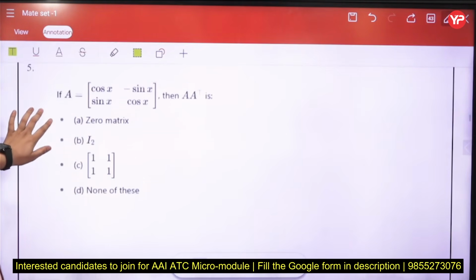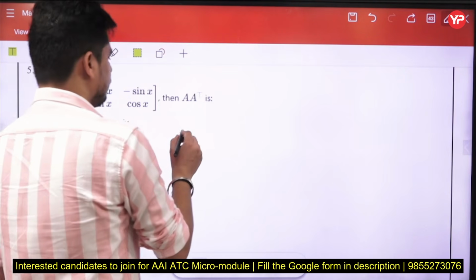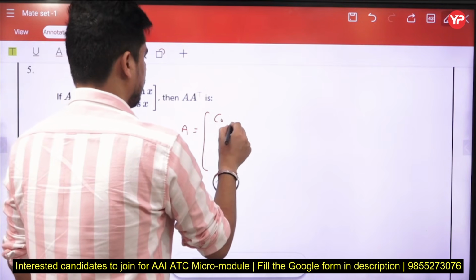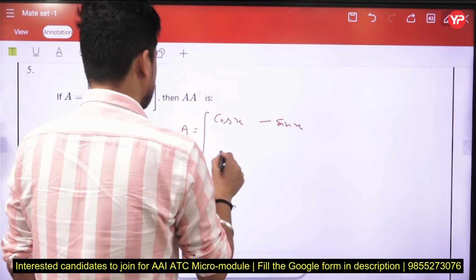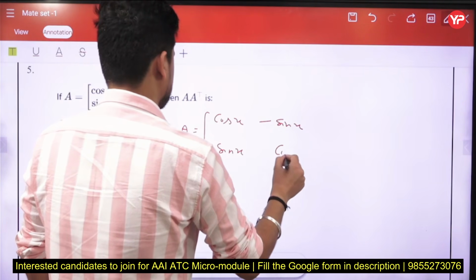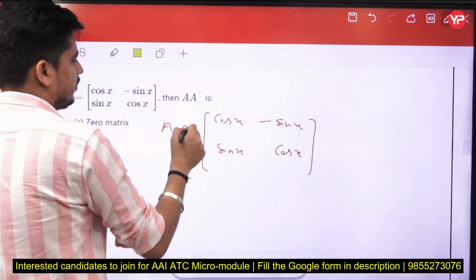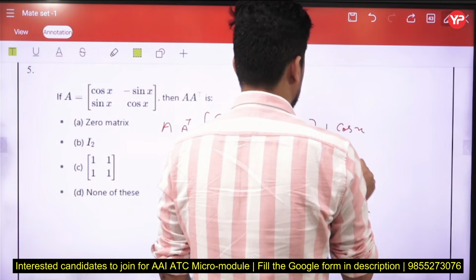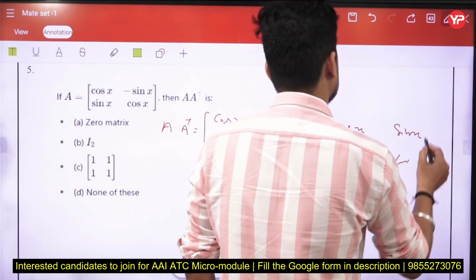Next. Yeah, this is the first matrix. Then you have to find A into A transpose, right? Let us do it. So first A as it is, write the A matrix, that is cos x, minus sin x, sin x, cos x. And let us take A into A transpose, right? I am writing the transpose, that will be cos x, minus sin x, sin x, cos x.